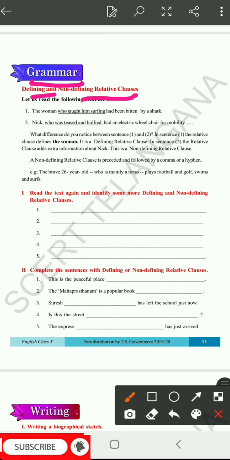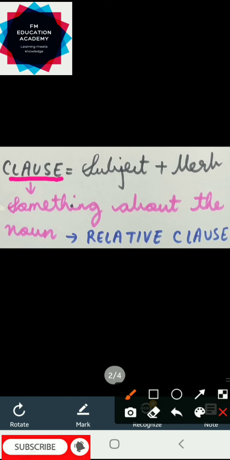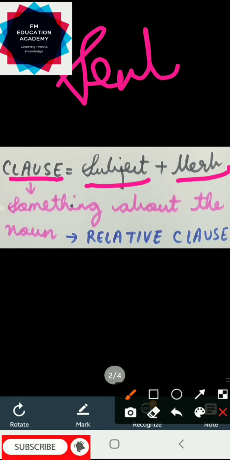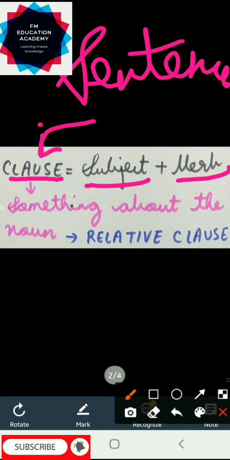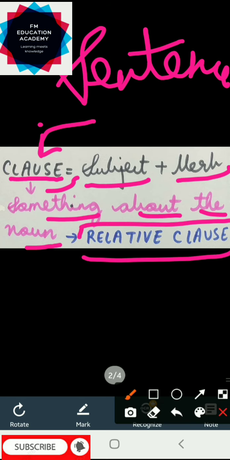But before that, I would like to say what is a clause. We know that a clause consists of a subject and a verb. That is, any sentence will have a subject and a verb, and that is called a clause. When a clause is used to say something about a noun, that is, about a person, place, animal or thing, then it is called a relative clause.